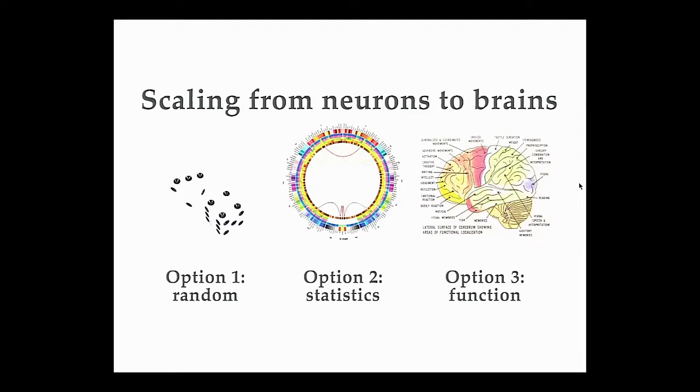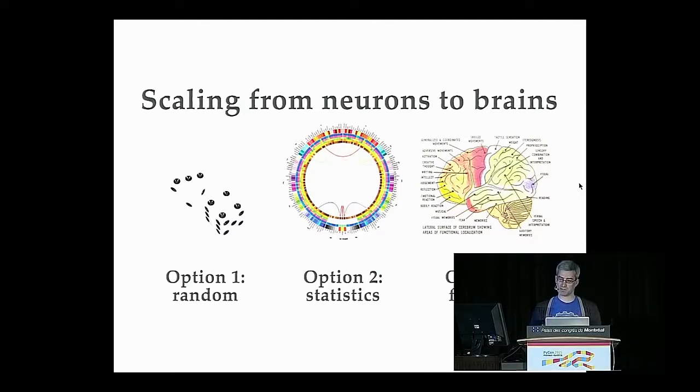What about option three? Hands up if you think that the function is the most important part of things here. Apparently I did not bias you hard enough. So it seems that there's an even split between statistics and function. In my lab, our Computational Neuroscience lab, we're really dedicated to scaling things on a functional level.